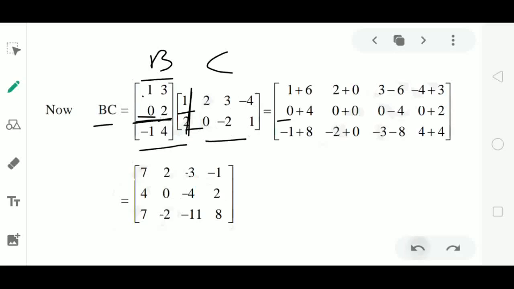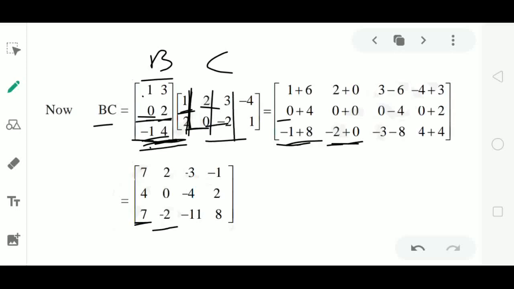Next, third row, first column. Minus 1 into 1, minus 1. 4 into 2, 8. Minus 1 plus 8 is 7. Third row, second column. Minus 1 into 2, minus 2. 4 into 0, 0. Minus 2 plus 0, minus 2.